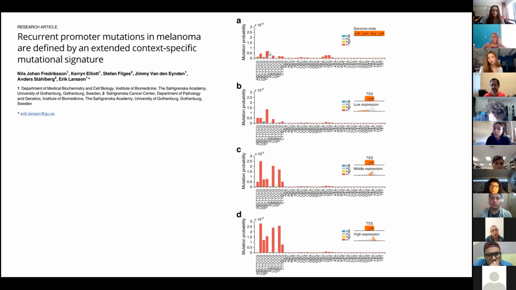But what happens if they look at genes that have very high expression, very highly expressed genes? They found that the probability of mutations on these particular nucleotides is very, very high. So they ended up saying, okay, it seems that this is a hotspot for mutations, particularly in genes that are very highly expressed in melanoma.